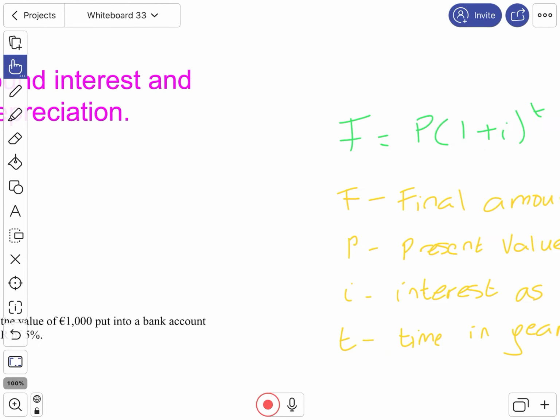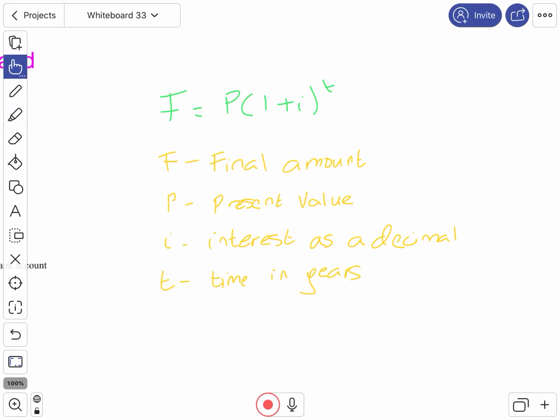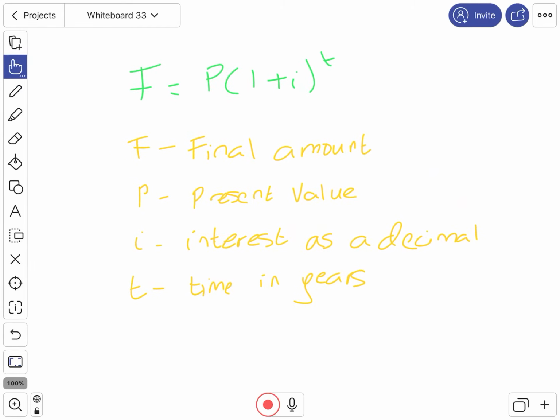So the first thing we're going to take a look at is the formula that we're going to use. This is the formula here: F equals P by 1 plus I to the power of T. Now that formula is on page 30 of the log tables. I'm just going through the formula. This does everything for us. F is the final amount, the money that you get after having your money in an investment for so many years.